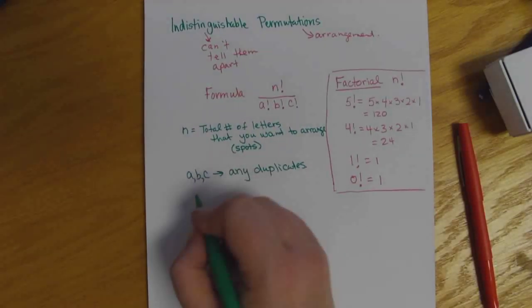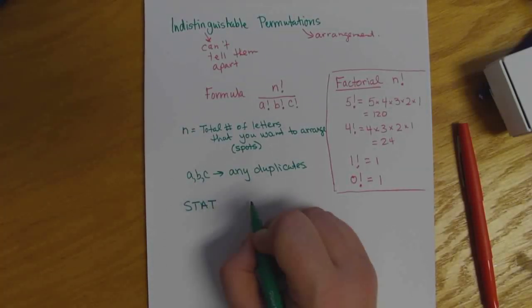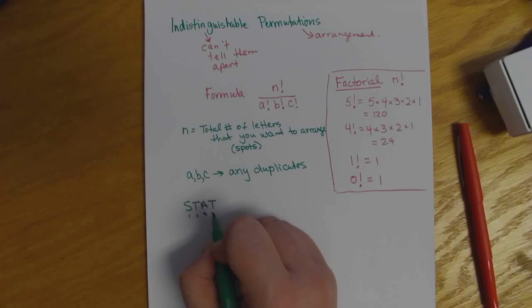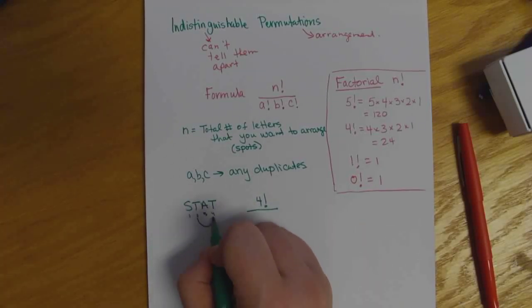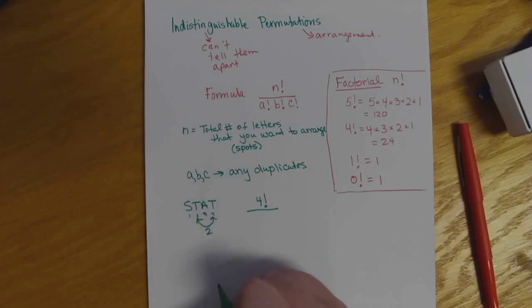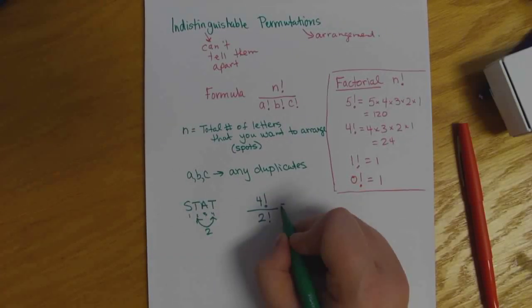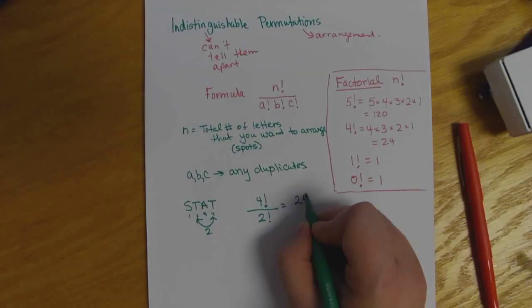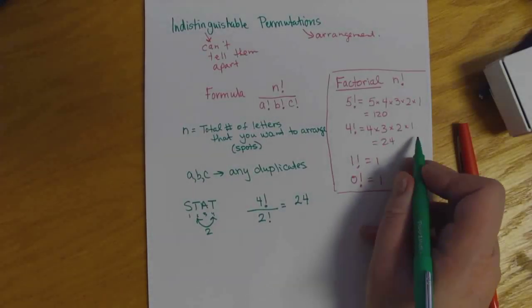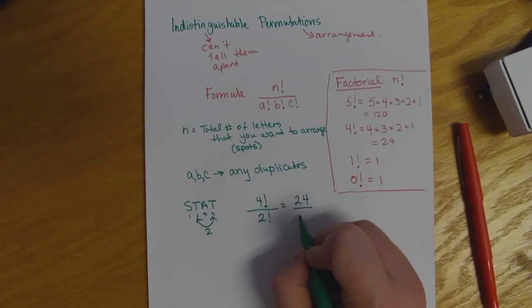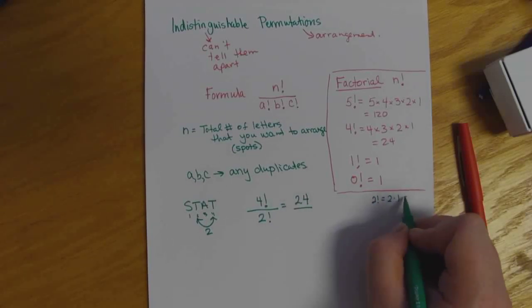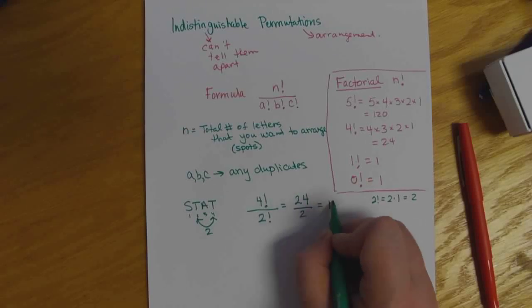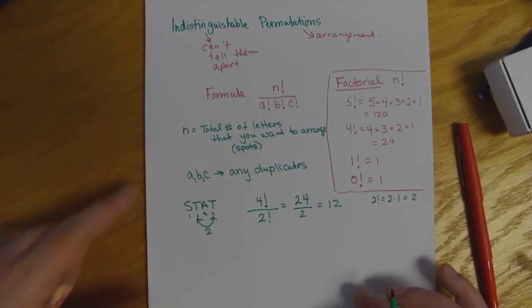Okay, so if we look back at the word stat, this would be 4 spots, 1, 2, 3, 4, 4 letters, 4 factorial, and any duplicates, there's 2 T's, so we divide it by 2 factorial. So 4 factorial is 24, 4 times 3 times 2 times 1, and 2 factorial is 2 times 1. Which gives us 12.